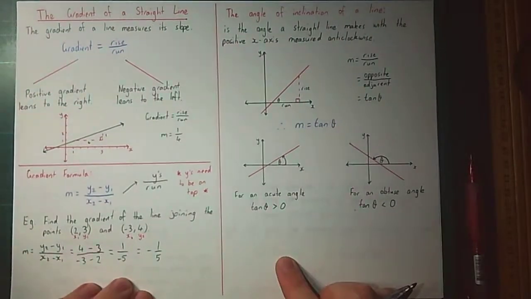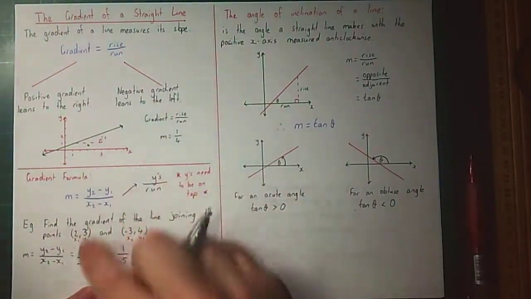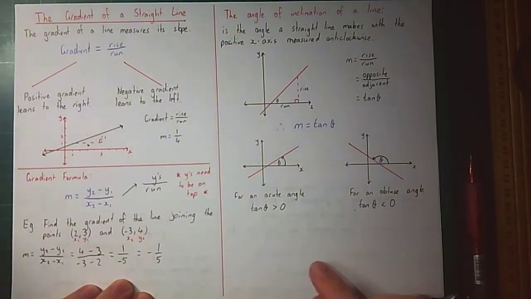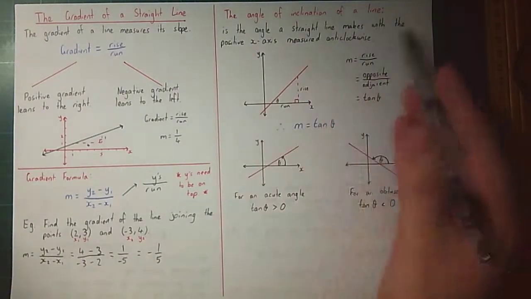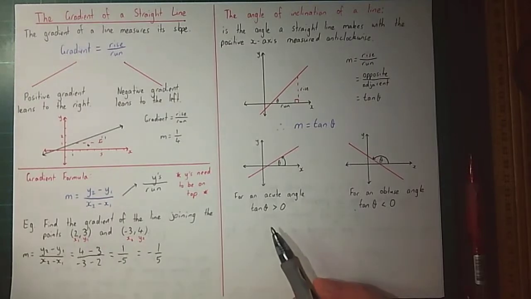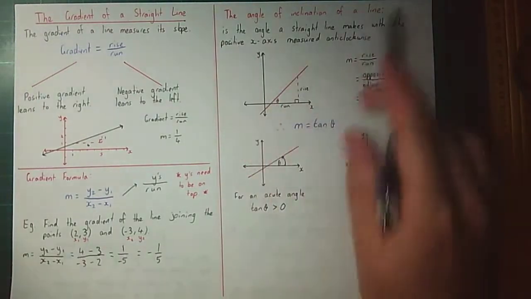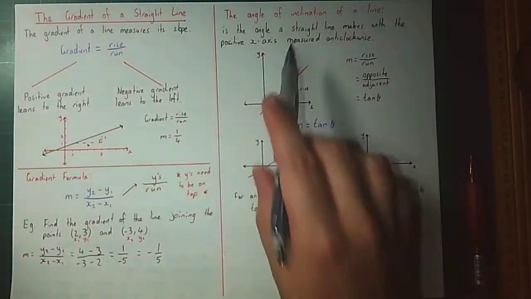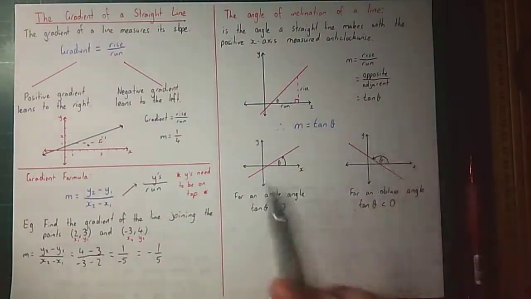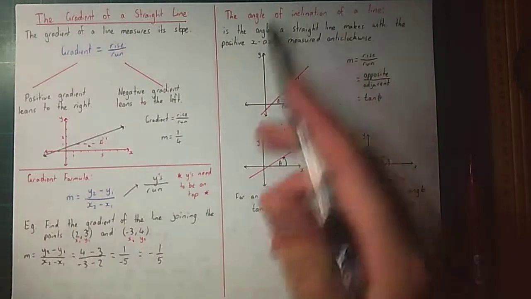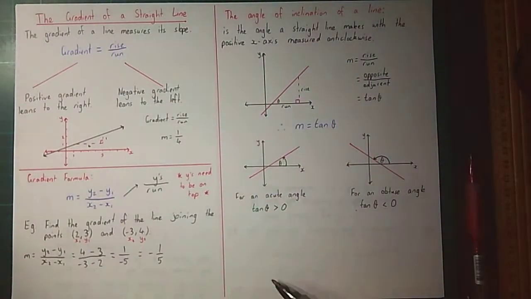So now we've got an idea of how gradients work and, of course, the gradient formula. Let's have a look at the angle of inclination of a line. That's the next thing we're looking at. So what does that mean? It means the angle a straight line makes with the positive x-axis, measured anti-clockwise. Even with the definition there, it's still a bit confusing.